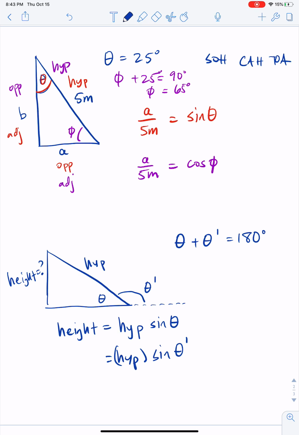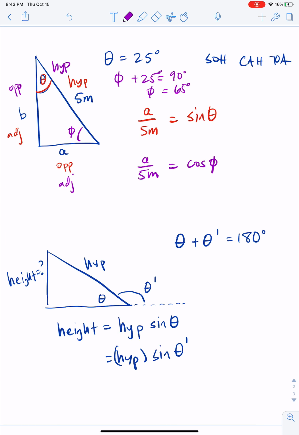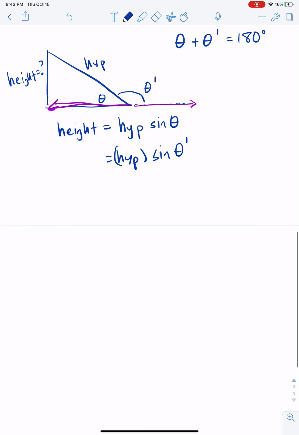Okay, but cosine would be different because they'll have a different sign. So cosine of theta is going to be in this direction, and it's going to be the other direction for theta prime. So you don't want to use cosine either direction this way, but sine can be used in either direction. Okay. And let's do one example where we connect this to torque.